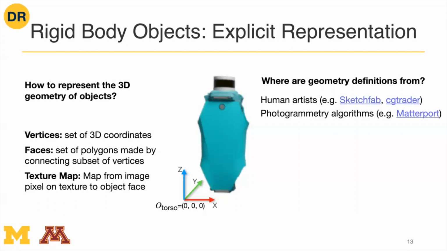So through what's called photogrammetry, you can have an algorithm that'll take in a set of images and estimate the geometry, described in this fashion as a set of vertices and faces, for you. So these photogrammetry algorithms are increasingly getting pretty good, and there's actually deep learning that can be used within photogrammetry.